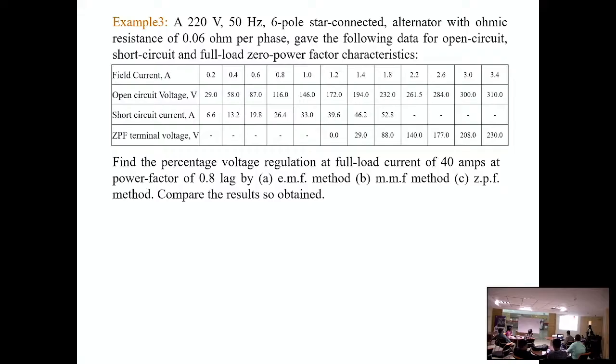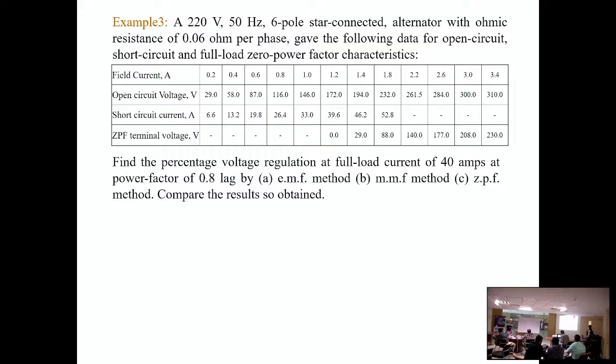Okay, so this is a problem to calculate voltage regulation by different methods. First one is the EMF method, then the MMF method, and the zero power factor method. Here we have a 220 volt, 50 Hz, 6 pole, star connected alternator with ohmic resistance 0.06 ohm per phase. So resistance is given, no problem.